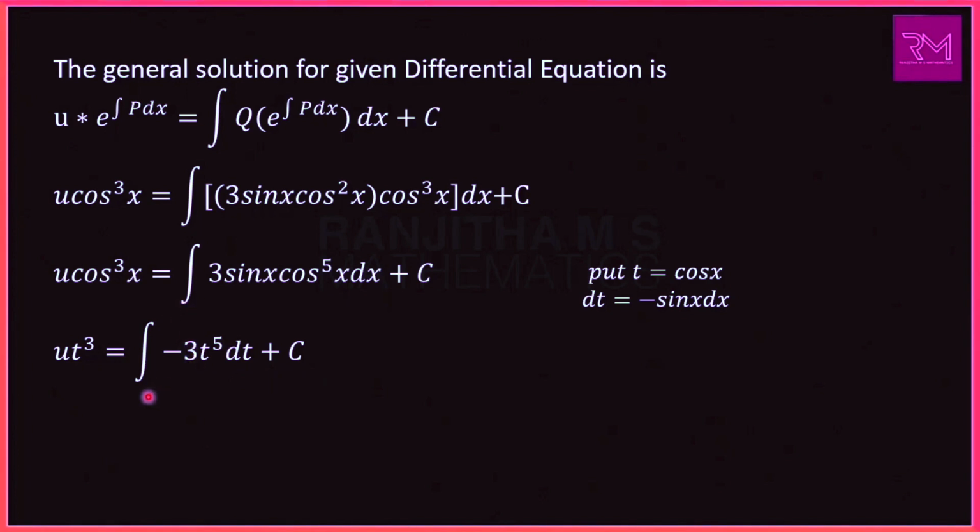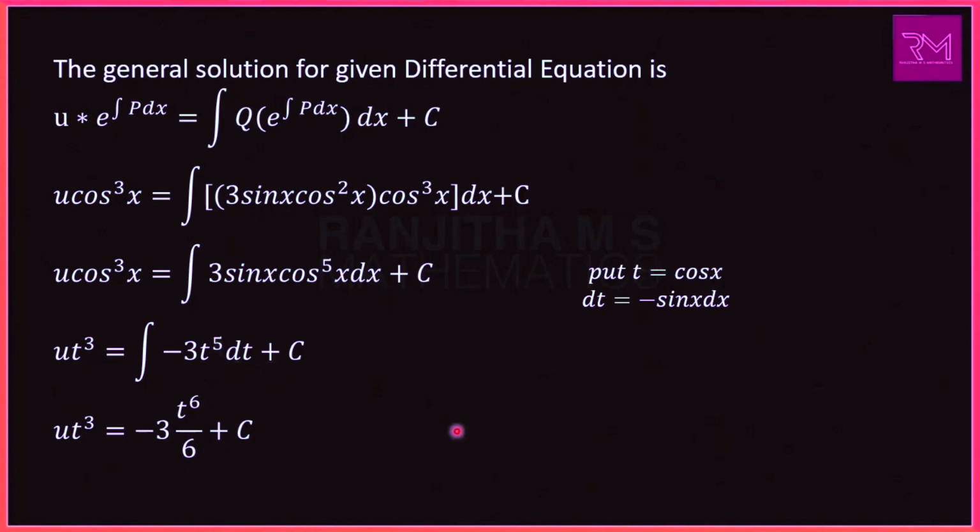Now we can integrate easily. Minus 3 is constant, take as it is, into integration of t power 5, which is t power 6 by 6. That is, u into t cube equals minus 3 as constant, times t power 6 by 6. Here 3 ones are 3, 3 twos are 6, so we get 1 by 2.